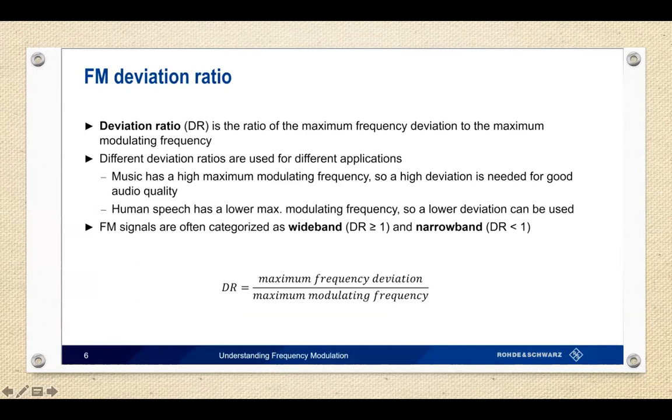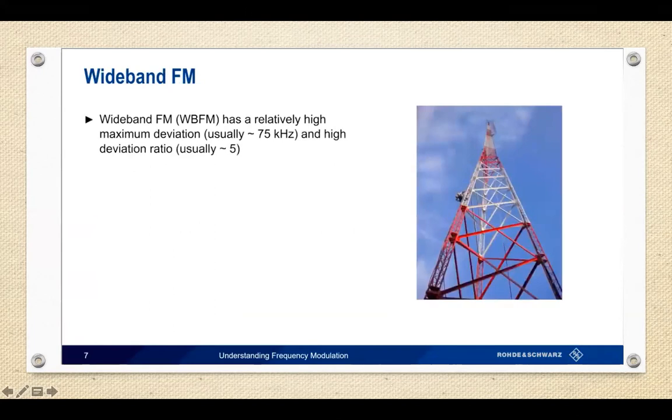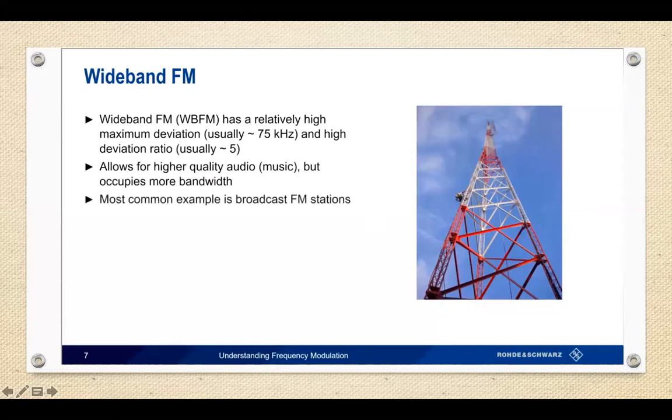Let's look at the differences between these two different categories of FM. Wideband FM generally has a relatively high maximum deviation, usually 75 kHz, and a high deviation ratio, typically about 5. As mentioned earlier, using a larger value for deviation provides better audio quality, especially in the case of music, but this also increases the resulting bandwidth of the FM signal. As you might expect, wideband FM is most commonly used by commercial broadcasters. In the United States, these signals can be found from 87.9 to 107.9 megahertz, with stations spaced 200 kilohertz apart.